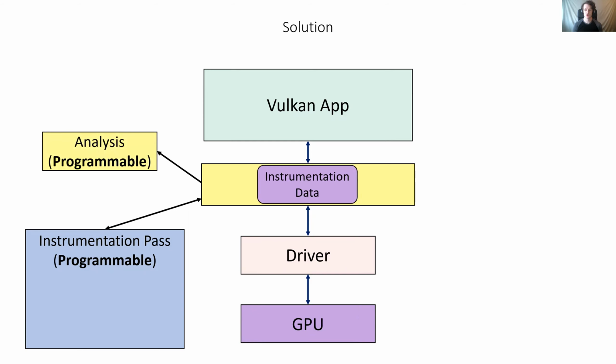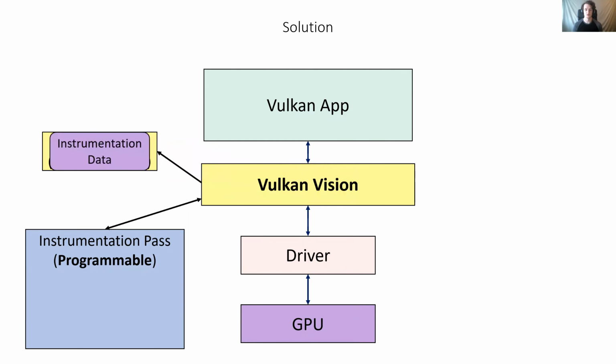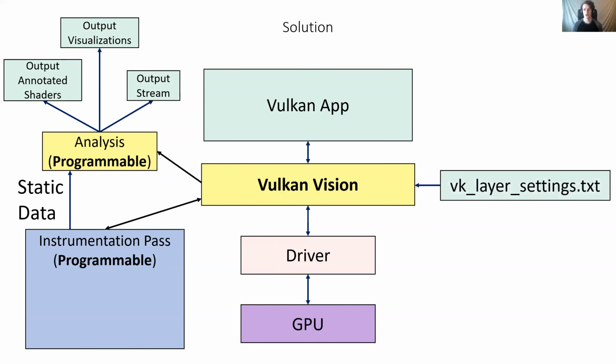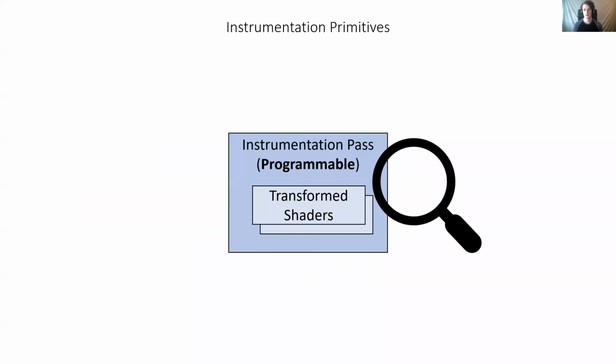And we will take this instrumentation data and provide it to the analysis module, which is also programmable. In addition to the runtime instrumentation data, we provide statically known data to the analysis module. Those are both consumed to produce a variety of outputs. So for example, inline commented shaders, heat maps, or simply standard out. And the operation of Vulkan Vision, such as which instrumentation utility you would like to run, is controlled through the VK layer settings text file.